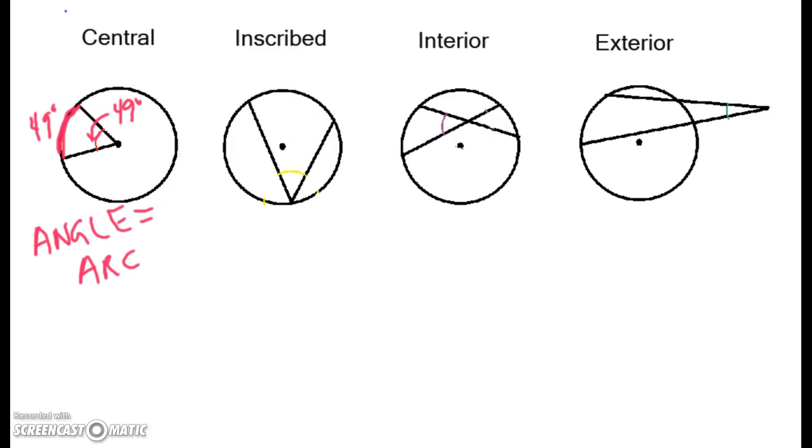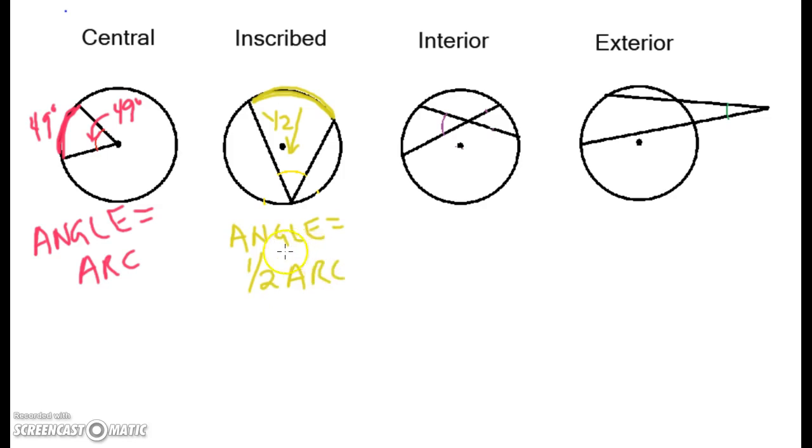All right, an inscribed angle. An inscribed angle is one that's touching the edge of the circle, and so it can't equal this arc. In fact, if you have this arc out here, the inscribed angle is exactly 1/2 of the arc. So the angle is equal to 1/2 of the arc.